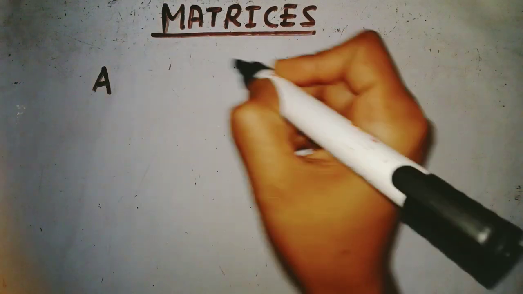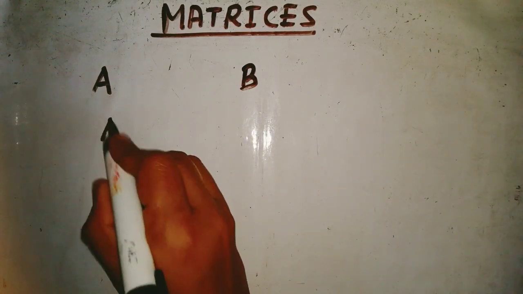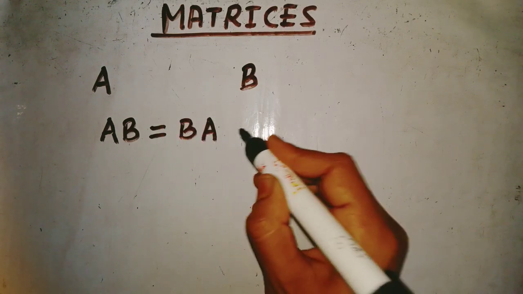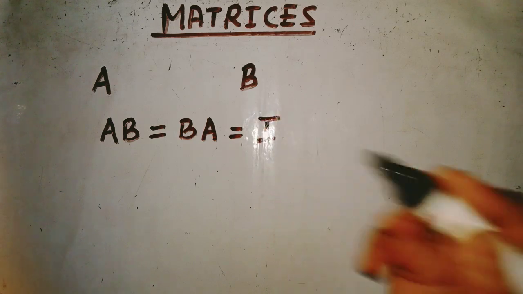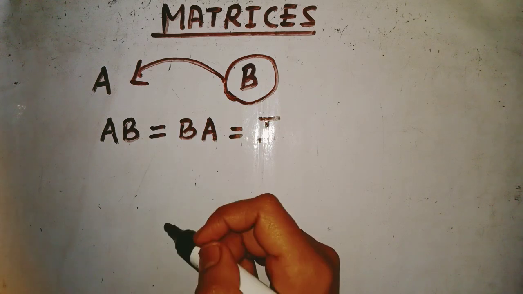Hello students, so we'll start with the next topic, that is invertible matrices. If there is a matrix A which is a square matrix of order m, and if there exists another square matrix, say B, of the same order m, such that the product AB is the same as BA and we get the identity matrix, then this B is called the inverse of A.